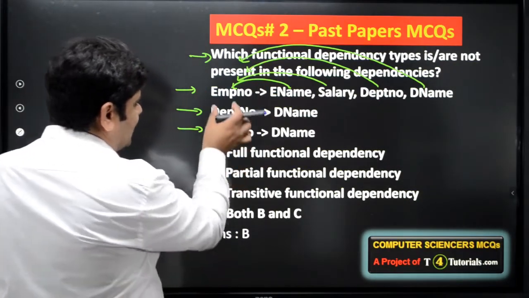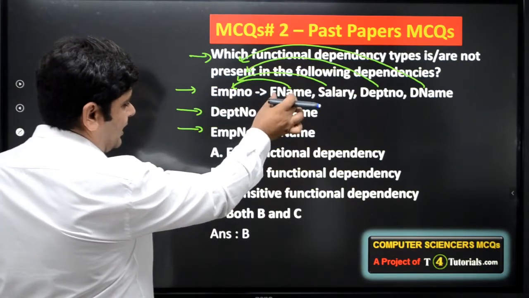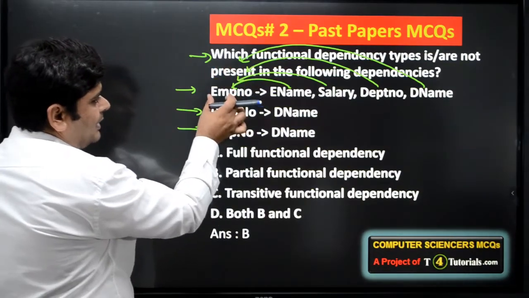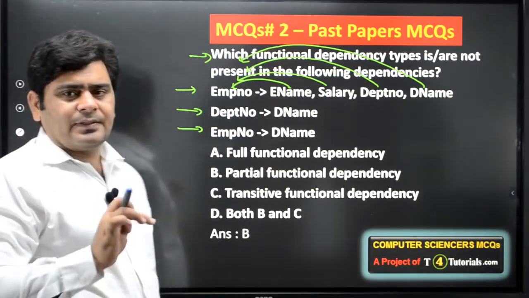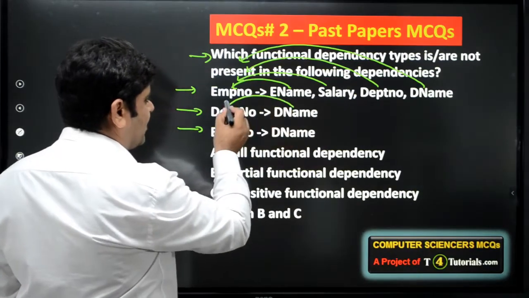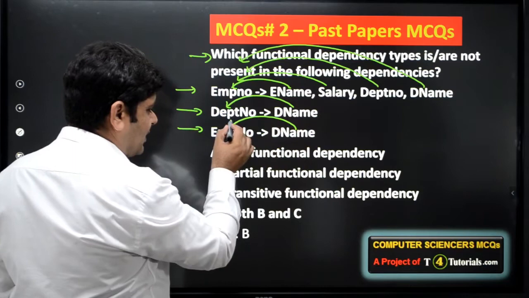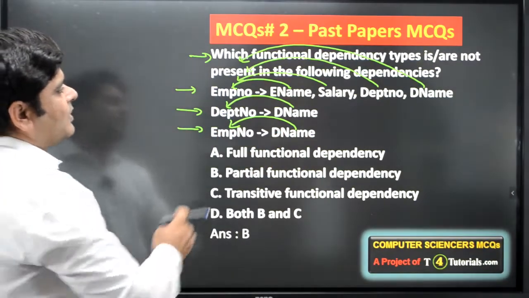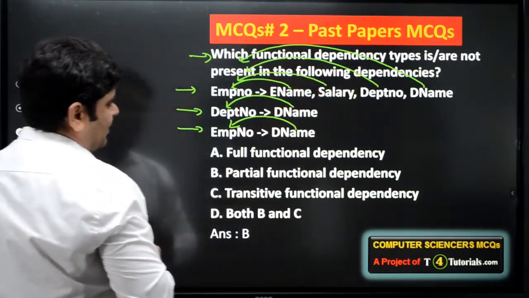In other words, we can say that if we know the value of employee number, then we can know the employee name. Similarly, if we know the employee number, then we can know all these attribute values. And in another relation, here we can see that department name is dependent on department number, and in this relation we can see that department name is dependent on the employee number. Now the question is which functional dependency is not present in the following dependencies?